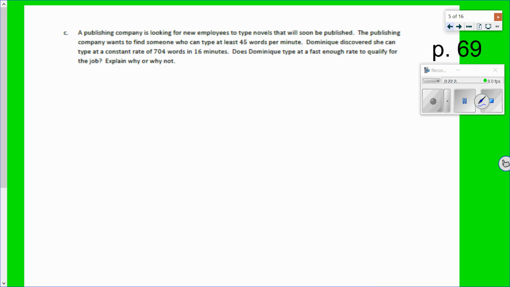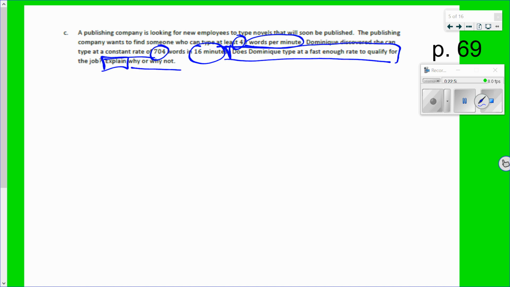Guys, right here. A publishing company is looking for new employees to type novels that will soon be published. The publishing company wants to find someone who can type at least 45 words per minute. Dominique discovered she can type at a constant rate of 704 words in 16 minutes. Does Dominique type at a fast enough rate to qualify for the job? Explain why or why not.